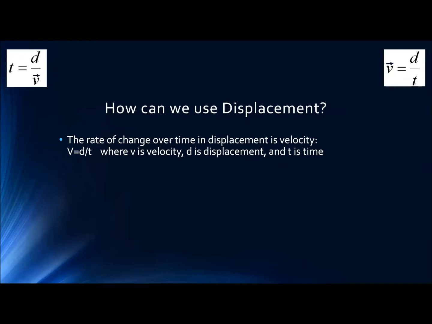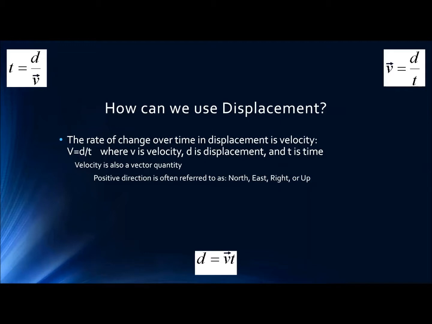Here are the formulas in other written ways. Velocity is also a vector quantity, which means it can be in a positive or negative direction. The positive direction is often referred to as north, east, right, or up, and the negative direction is referred to as south, west, left, or down.